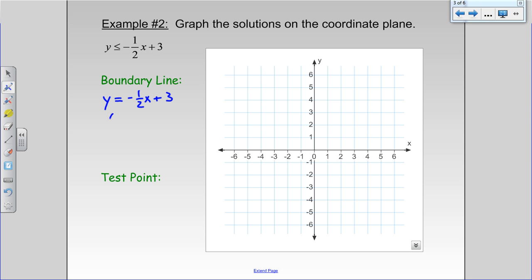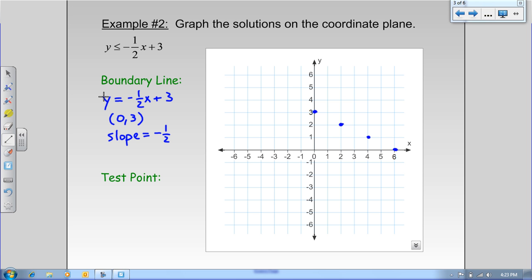Since this equation is in slope-intercept form, we will graph using the y-intercept of (0, 3) as our starting location, and finding more points using the slope of negative 1/2. Starting at the point (0, 3), the slope indicates that we move down 1 unit and to the right 2 units to find another point. We can continue doing so to obtain some more points, and then we will graph a solid boundary line.